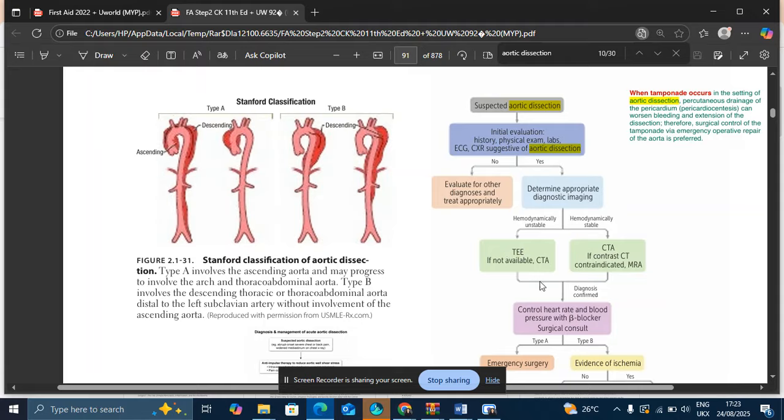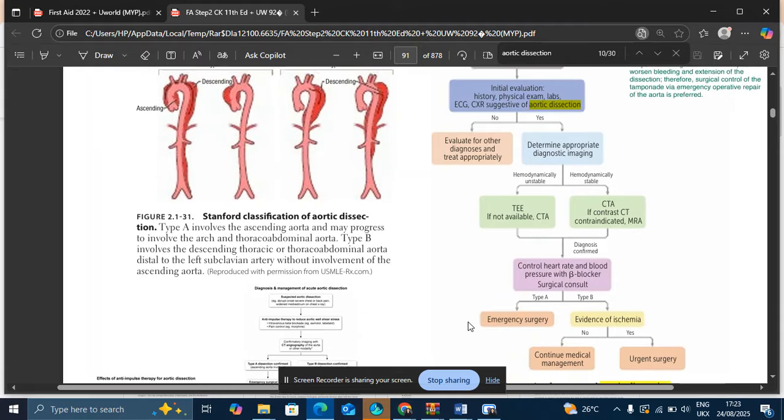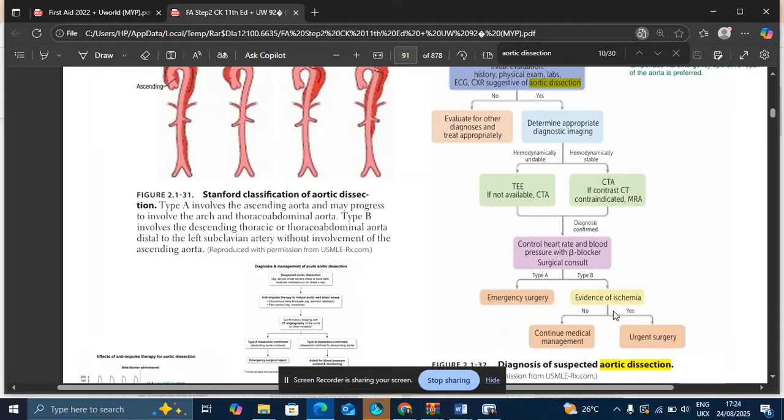If the CT angiogram or TEE shows aortic dissection, then we will control heart rate and blood pressure with beta blockers. The example is esmolol. For type A, after the beta blocker, we'll go for emergency surgery. For type B, if there is evidence of ischemia, yes, we'll go for urgent surgery. If no, we will continue medical management.